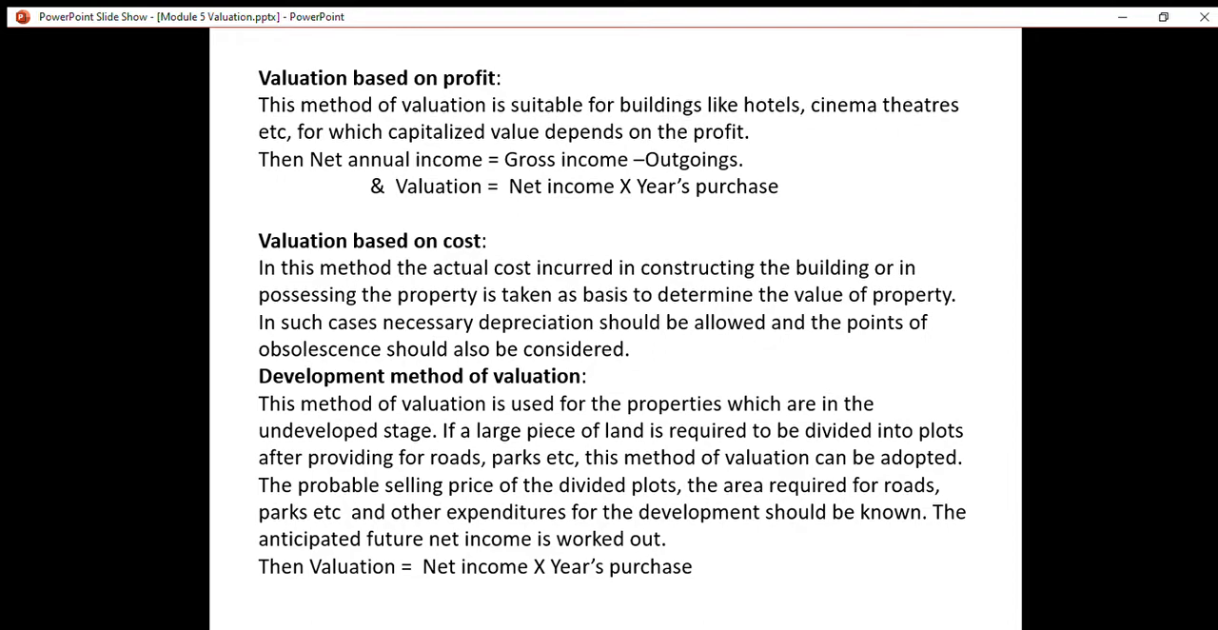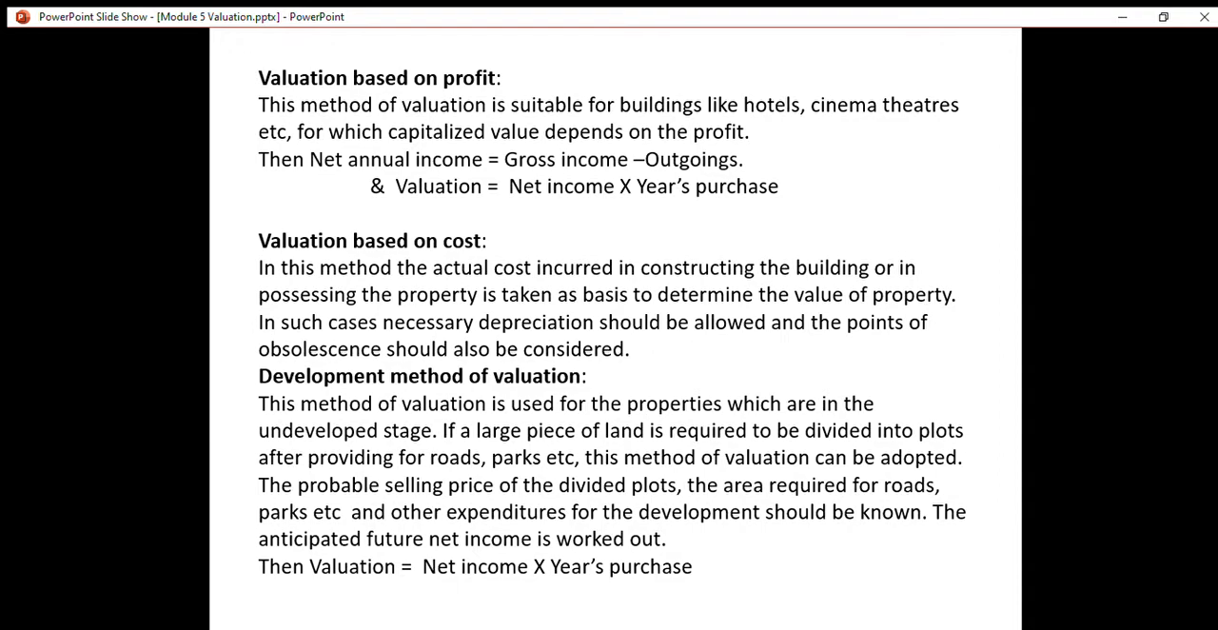Valuation based on the cost, which means valuation of property is based on its cost of construction minus loss due to depreciation minus loss due to obsolescence. Depreciation in the sense loss of value of property due to deterioration, wear and tear, etc. Obsolescence means loss of value because of structure being out of date in style, etc.